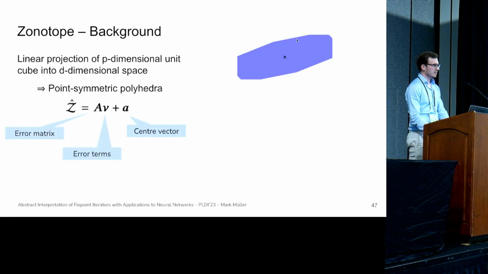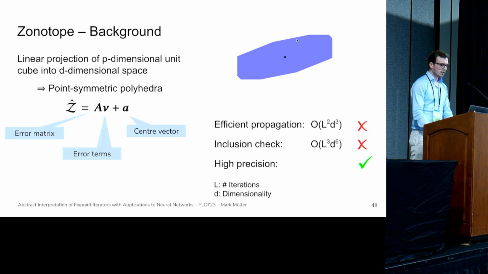Let's consider some domains popular in neural network verification. The Zonotope here, an example is illustrated in the upper right-hand side, is a linear projection of a p-dimensional unit cube into the d-dimensional space, or perhaps more intuitively, a point-symmetric polyhedron that we can write as a product of an error matrix A and some error terms V, which can range from -1 to 1, plus some offset. However, unfortunately, both propagation and inclusion check are quite computationally expensive, making the analysis using the Zonotope domain intractable.